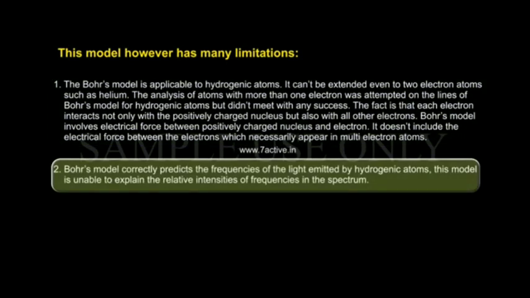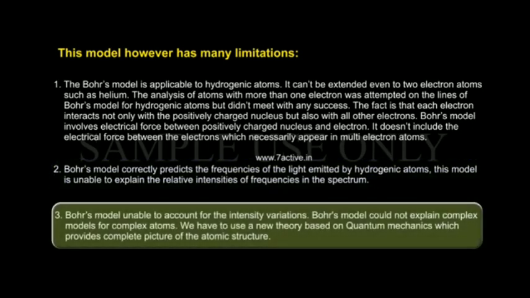2. Bohr's model correctly predicts the frequencies of the light emitted by hydrogenic atoms. However, this model is unable to explain the relative intensities of frequencies in the spectrum. Bohr's model is unable to account for the intensity variations. Bohr's model could not explain complex models for complex atoms. We have to use a new theory based on quantum mechanics, which provides a complete picture of the atomic structure.